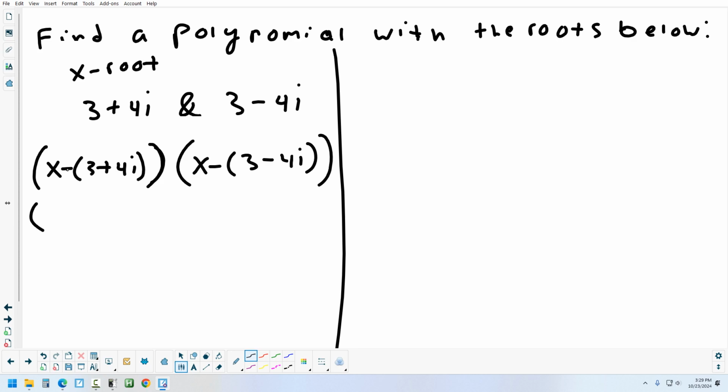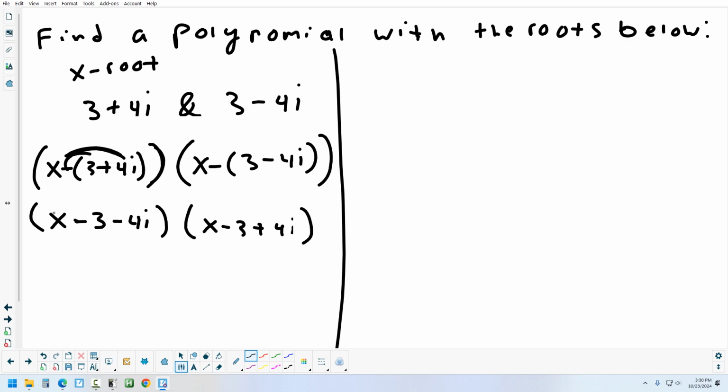We have to distribute it. And what would you get when you distribute that out? It would be x minus 3 minus 4i, because you're distributing that negative to both. How about the second one? It would be x minus 3 plus 4i. Good. Now we've got to multiply all of that out.